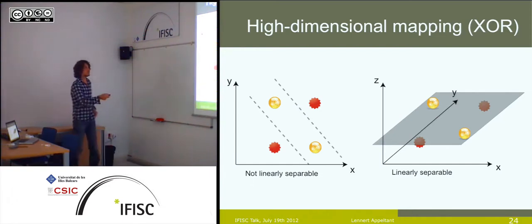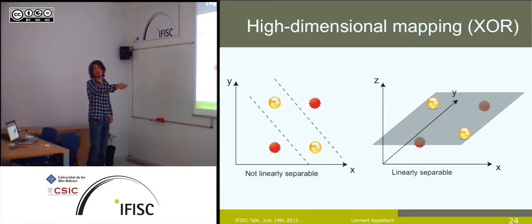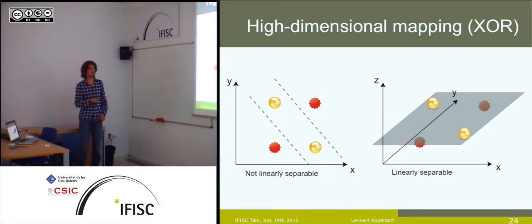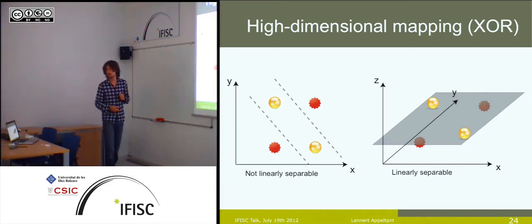Now, as you see, in this case, this is impossible. We need at least two straight lines. But if we go to a higher dimensional space, from 2D to 3D, for example, I show you a certain mapping here, and the mapping that we use here is, what if we keep the x and the y coordinate exactly the same, but we choose different z coordinates for the yellow spheres and the red stars.